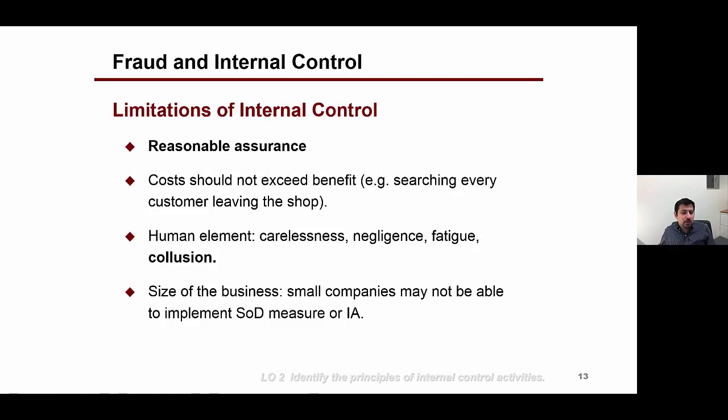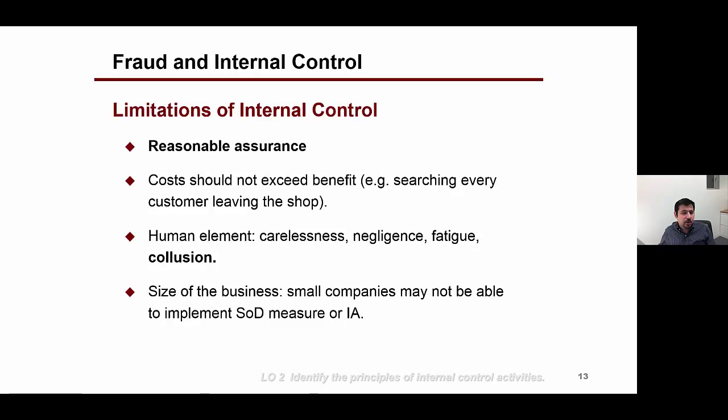Another thing that could happen sometimes is the human factor. We are human, and human beings are prone to mistakes, so they will make a mistake. They can be tired, negligent, etc. There's also collusion. We said that, for example, segregation of duties would help in providing a certain level of internal control. But what if the person who requested the reimbursement and the person who approved the reimbursement are colluding?